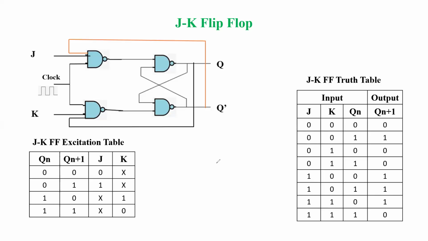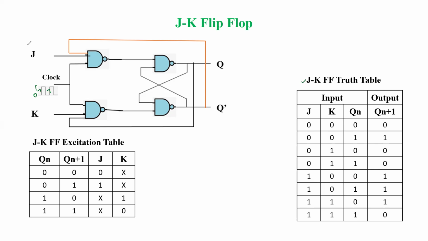Hello, now I'm going to discuss the JK flip-flop. Here we are considering a positive edge triggered clock pulse. When the clock changes from 0 to 1, the flip-flop will be triggered. Now we'll take different combinations of J and K and try to verify the truth table, how we got this truth table that we have written here.